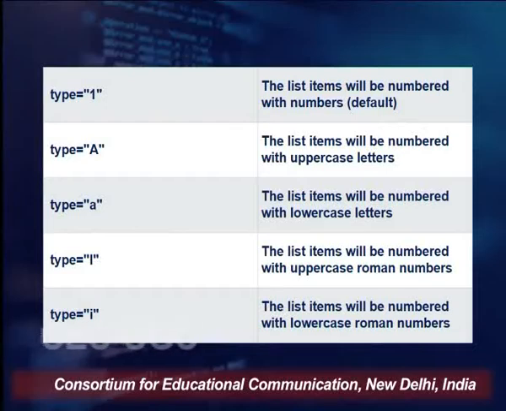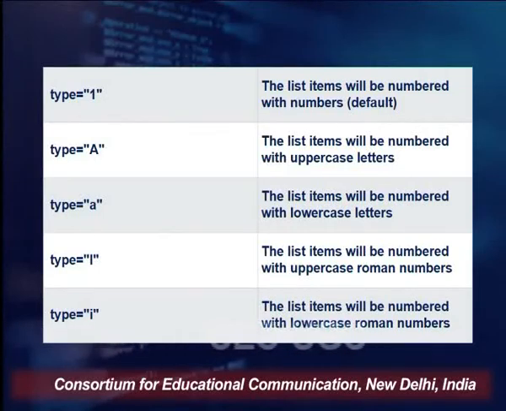Then if we write type equals capital A, the list items will be numbered with uppercase letters, as in capital A, capital B and capital C, and so on. If we write type equals small a, it will take the command accordingly and the list will be numbered in lowercase letters. And type equals capital I is for uppercase Roman numbers, the way we write them. So here we will be typing the letter I.